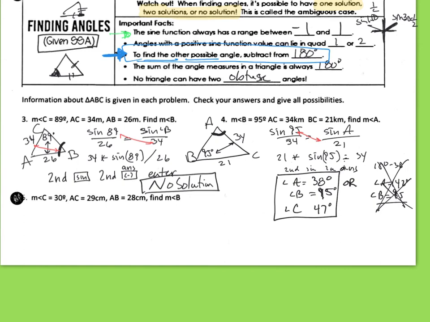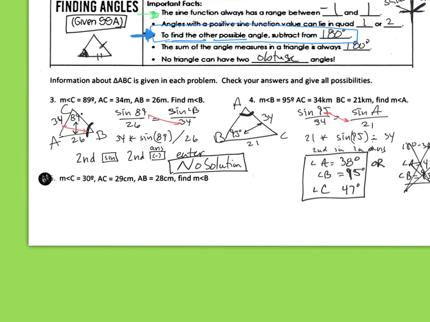Now for this last one. Space might be an issue, but again, I'm going to label this even more differently. A, B, C. There. I have three different triangle ABCs. They're all pretty much exactly the same. So angle C is 30 degrees. AC is 29. AB is 28. We're looking for the measure of angle B.